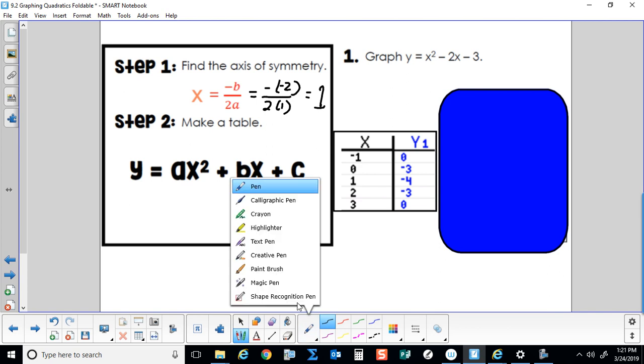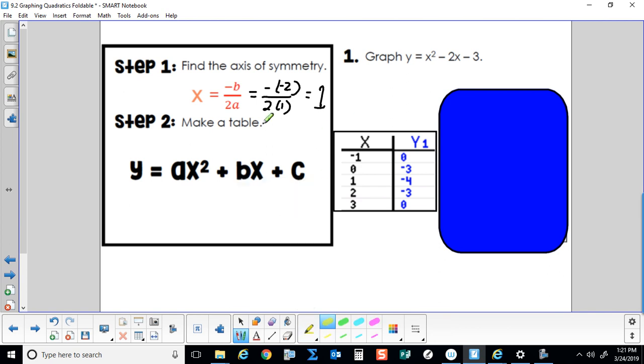So to graph the equation, we make a table. We can just put this in our calculator, look at the table, find the 1, that's the axis of symmetry, that's our vertex, 1, negative 4. And then we plot 2 points to the left and 2 points to the right.